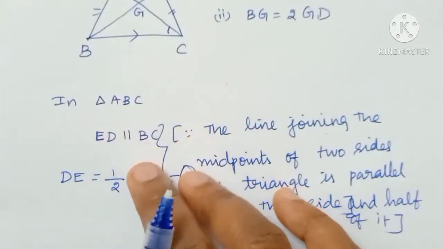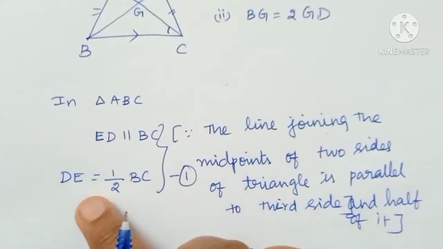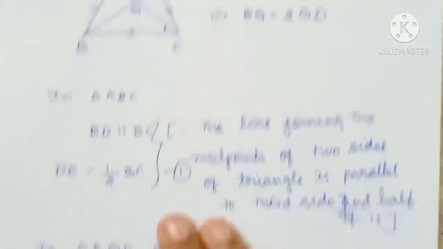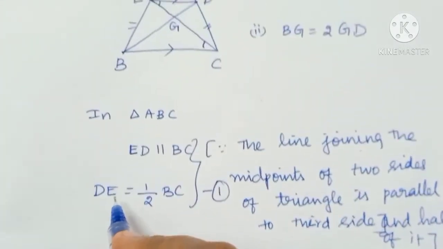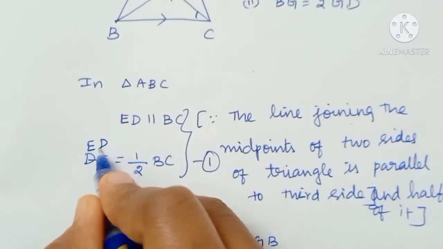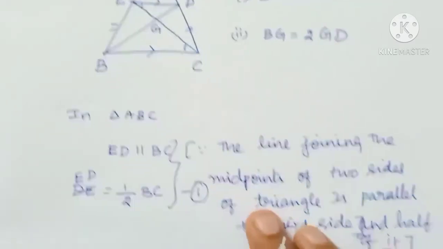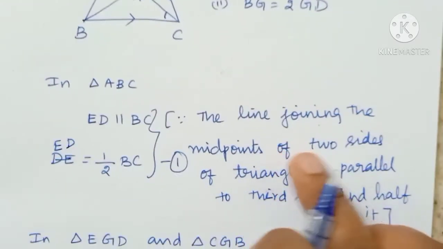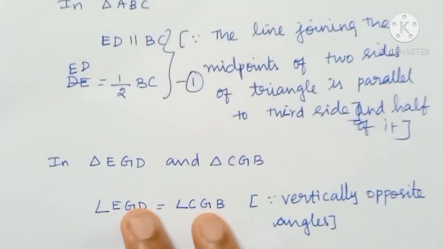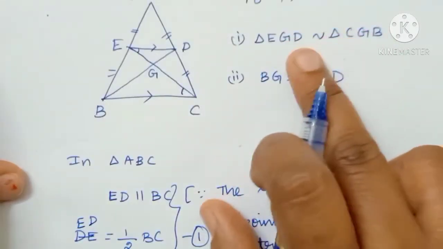So in triangle ABC, ED is parallel to BC and DE or ED is half of BC. DE and ED both are the same, only the length representation. So we can write here also ED is half of BC. So the line joining the midpoints of two sides of a triangle is parallel to the third side and half of it. Okay. Now we have to prove these two triangles are similar.